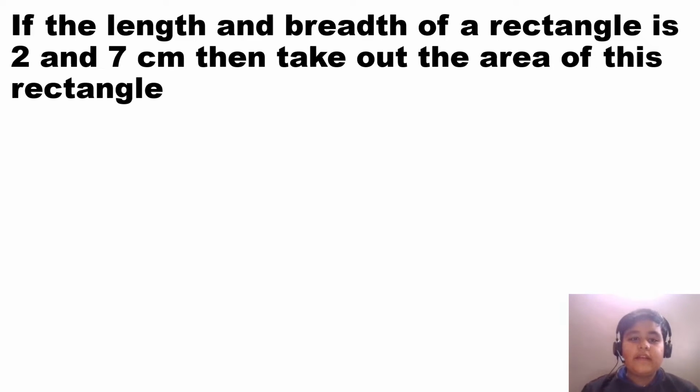Now we will see our next question, which is: if the length and breadth of a rectangle are 2 and 7 centimeter, then take out the area of this rectangle. Now the length of this rectangle is equal to 2 centimeter and the breadth of this rectangle is equal to 7 centimeter.